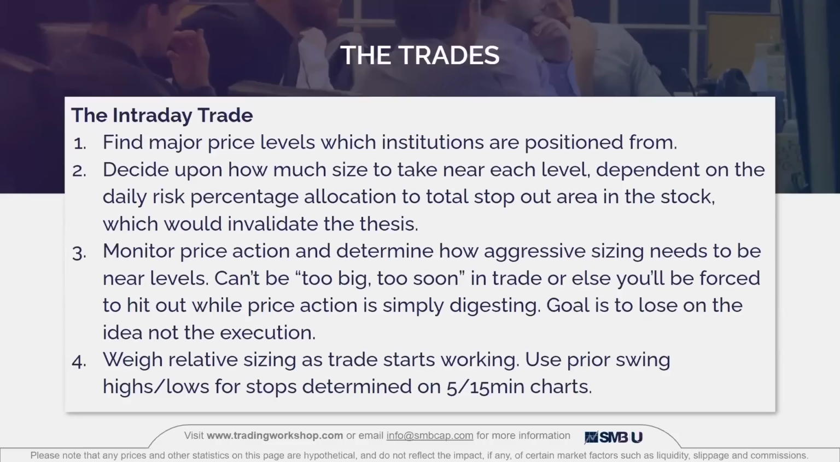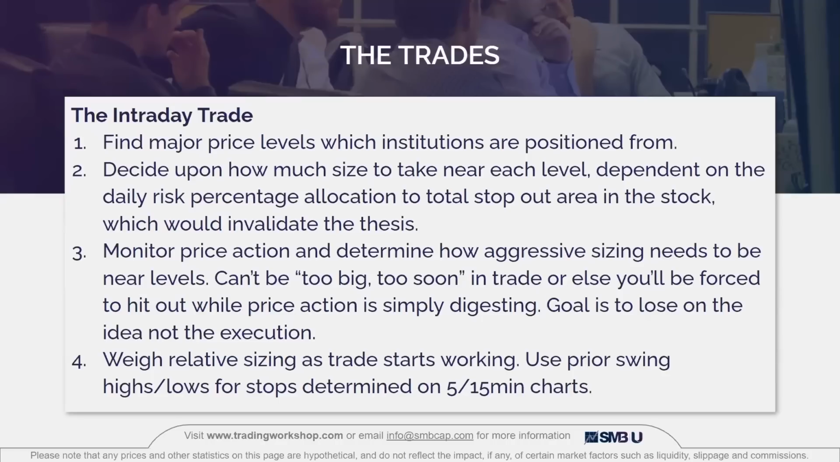Starting off with the intraday trade, first things that we try to look for is we look for major price levels on a higher time frame chart where institutions could be positioned from. And this is usually starting off at an area where the news catalyst was announced, because that's really the most important area. And we want to decide how much size to take near each level. And this is dependent on the daily risk percentage allocation to the total stop out area in the stock.